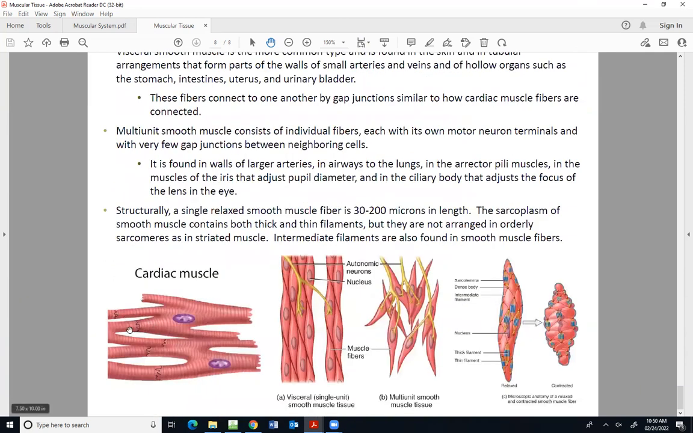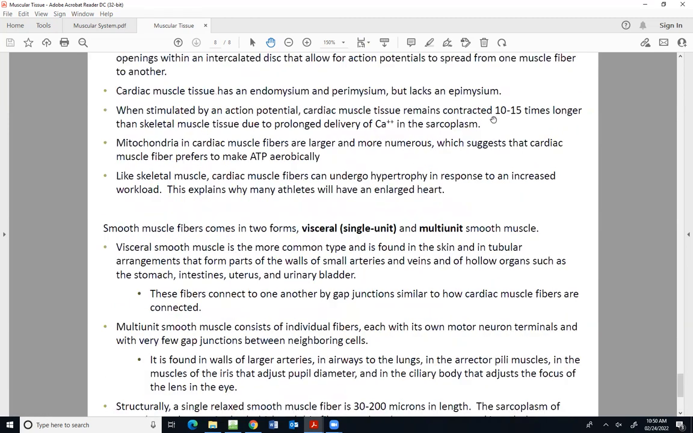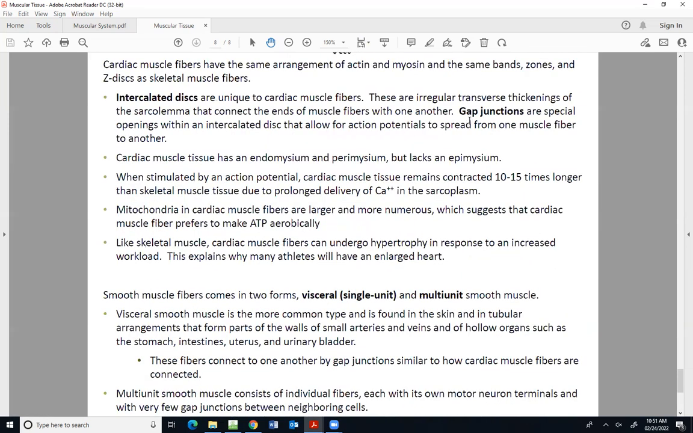Here is where we're going to find some special features that hold those cells really tightly together, but also you're going to find what we call gap junctions, which are special openings within an intercalated disc, allowing our action potentials to spread from one muscle fiber to another. And that enables all those muscle fibers to basically contract at the same time, something that's very important to control your heart rate and your heartbeat, and all that stuff that I really don't get into in this class.